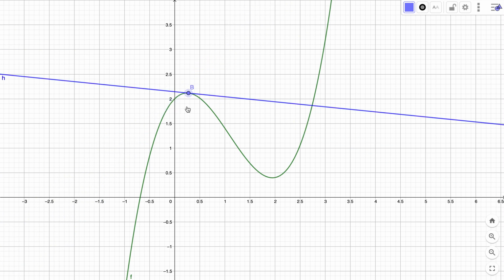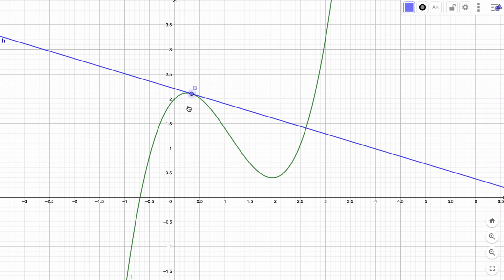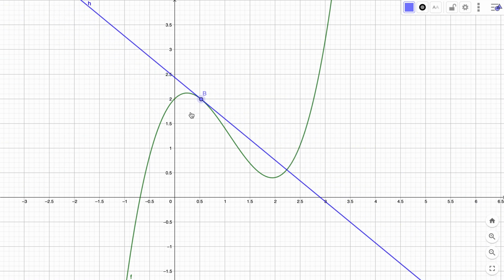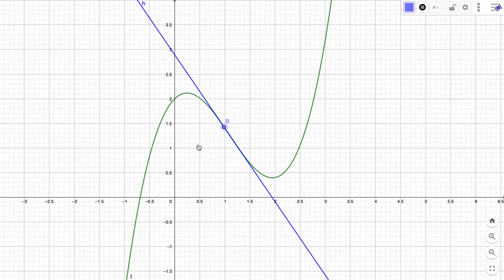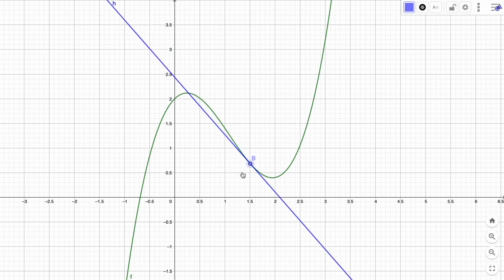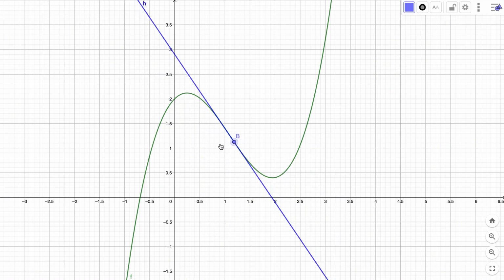Yes, it goes 0 here, however it's still getting less steep, and it's not until we get to here that it stops getting less steep and then starts to increase again. It starts to get steeper and steeper from this point here. It starts to get steeper, steeper, steeper, and it goes crazy.